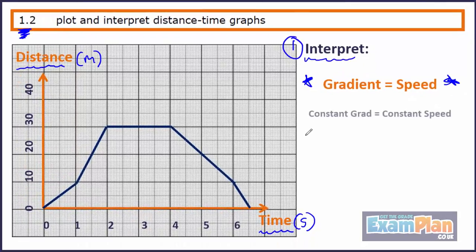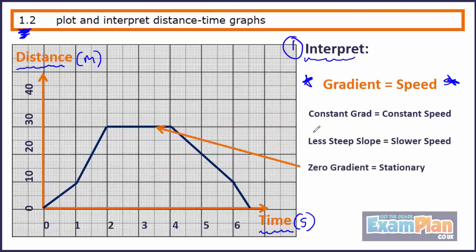So, if the gradient is constant, the speed is constant. The smaller the gradient, the slower the speed. If the gradient is 0, the object is stationary. A negative gradient means the object is travelling backwards.